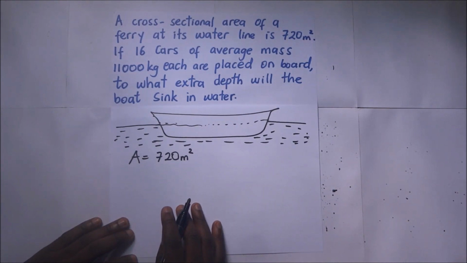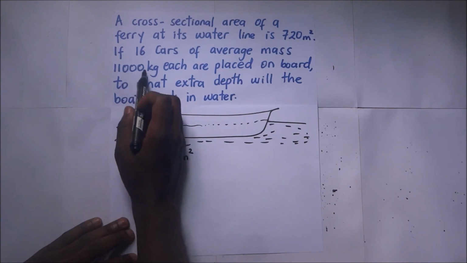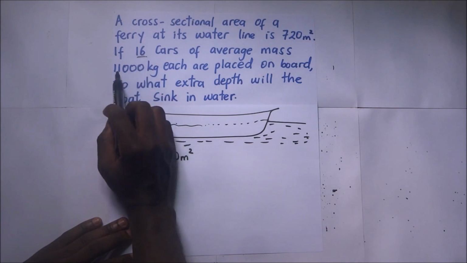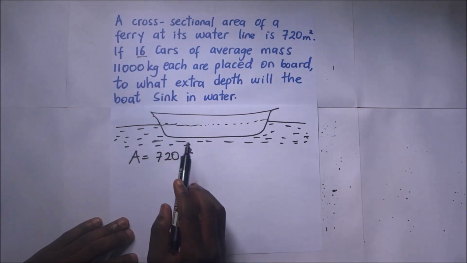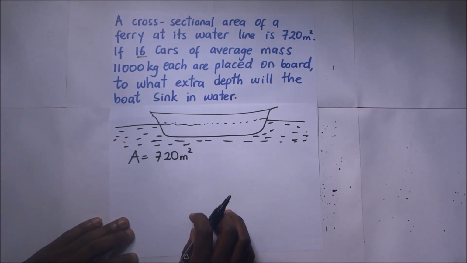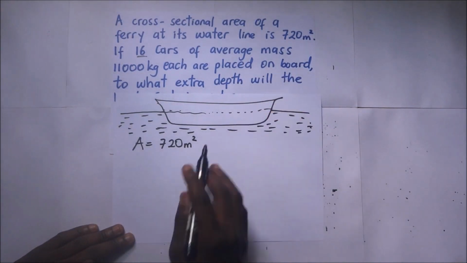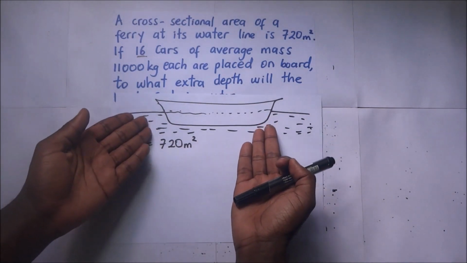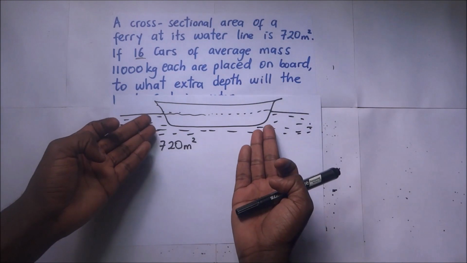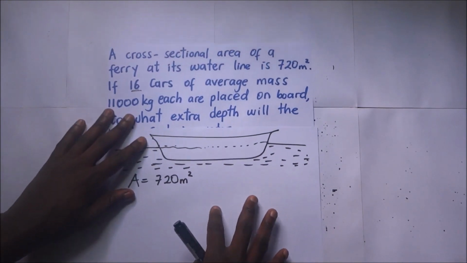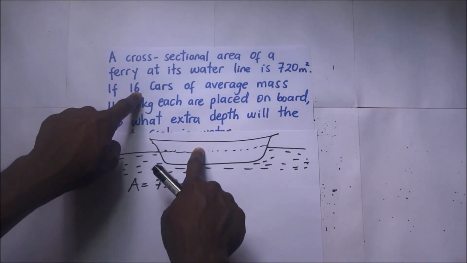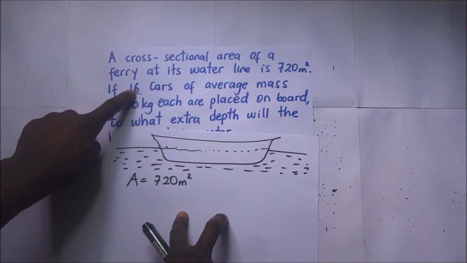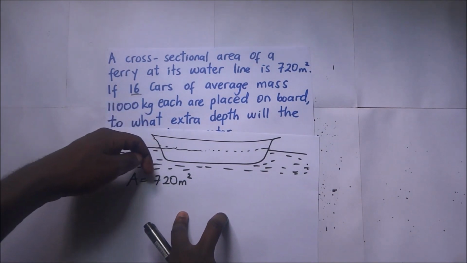Now if 16 cars of average mass 11,000 kilograms, it means that you're going to put 16 cars and each car is 11,000 kilograms. To what extra depth will the boat sink? Of course, if this boat is to sink any extra depth, it means it's going to displace some water. And the weight of that water displaced is going to be equivalent to the weight of these 16 cars that were put on the ferry. Why? Because it is these 16 cars that are responsible for this boat sinking that extra depth.